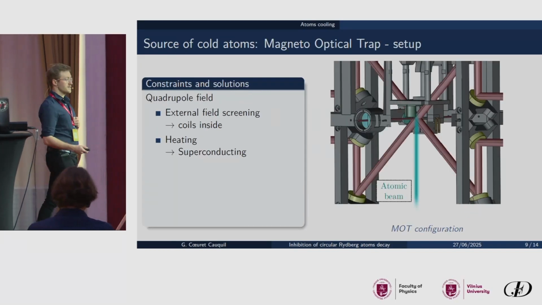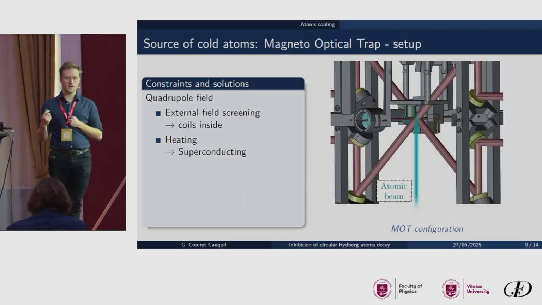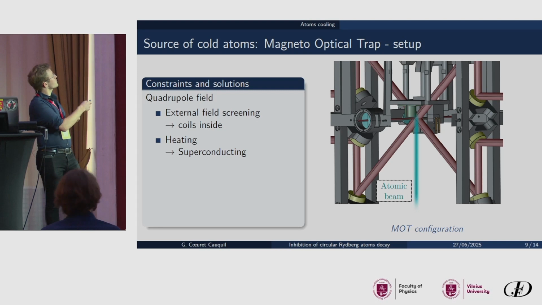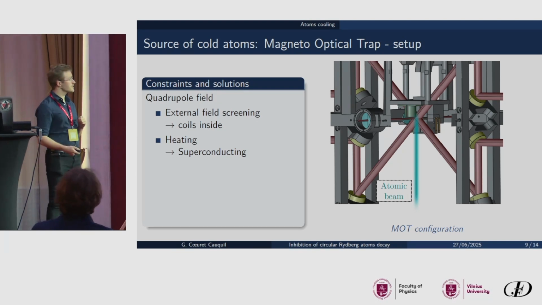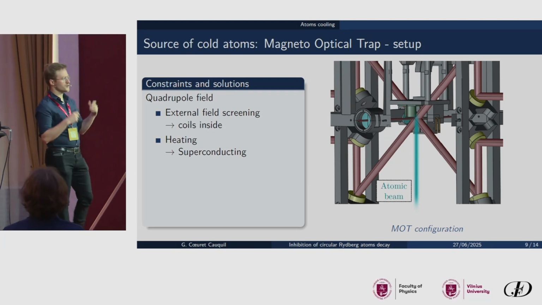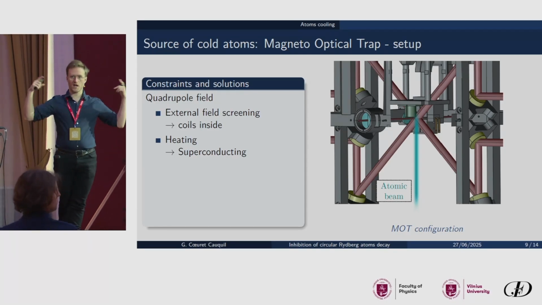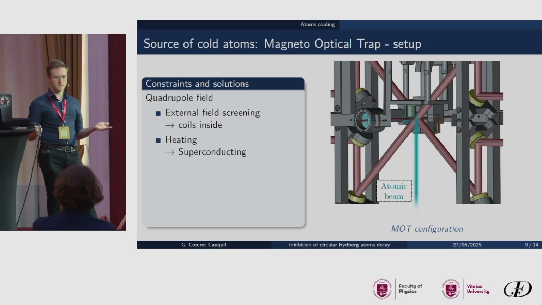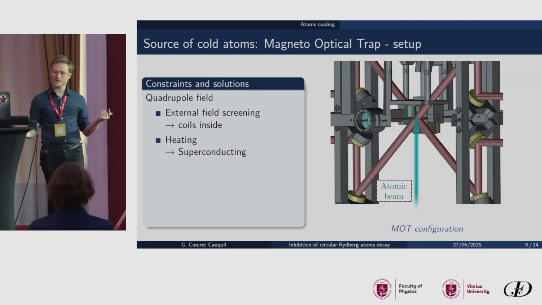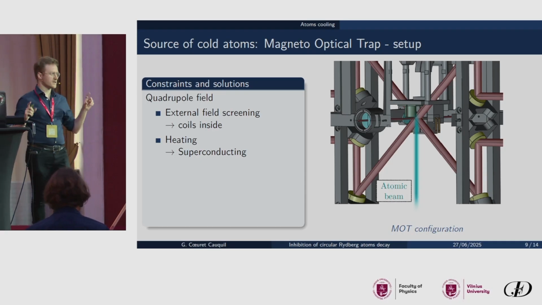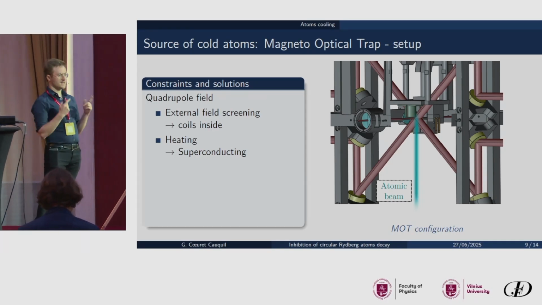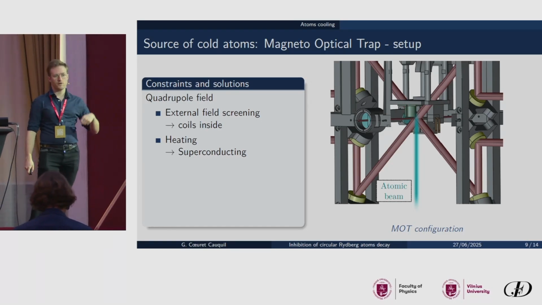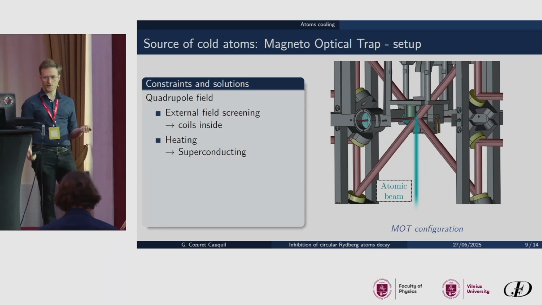Well, for the magneto-optical trap, similar issues appeared. For this, you need two elements. The first one is good control of the magnetic field. And for this, usually what people do is put large coils outside of the experiment. For us, it's not possible because we want to screen the magnetic field that can come from outside. So we designed small coils in a compact way that we put directly inside of the experiment core. And we decided to take superconducting coils to avoid additional heating inside of the experiment core.